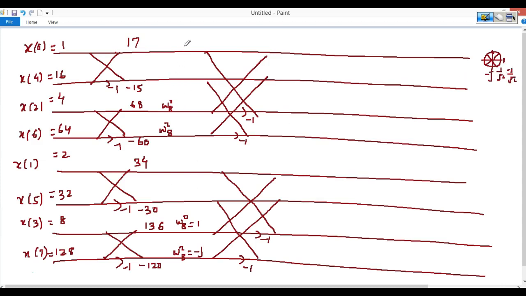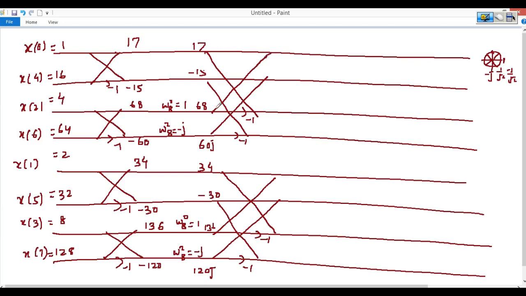So here the value is 17 because there is no multiplier. Here -15, no multiplier. W of 0 of 8 is 1, so 68 into 1 is 68. W of 2 of 8 is -j, so -60 times -j becomes 60j. Here 34, no multiplier, -30, no multiplier, 136, no multiplier, and here the -j multiplier is there. So -120 times -j is 120j.